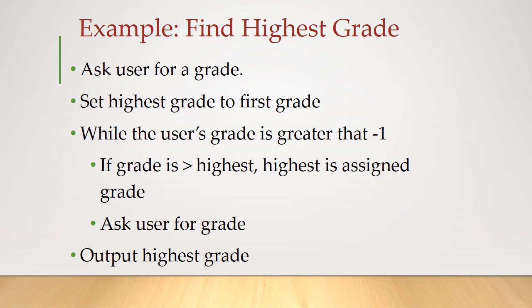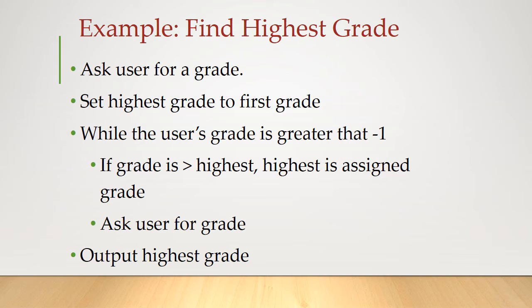Now we're going to write our algorithm for finding the highest grade. And basically what we're going to do is continue asking the user for grades until they enter a -1. Once they enter a -1, we're going to print out the highest grade. So specifically, we're going to ask the user for a grade. Then we're going to set the highest grade to that first grade.